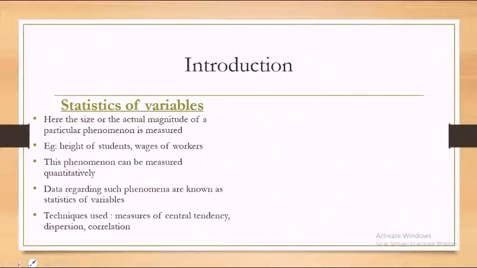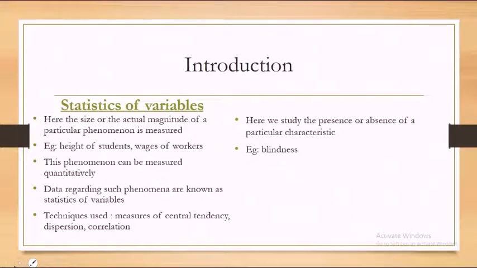And the various statistical techniques like measures of central tendency, dispersion, correlation, which we have already studied earlier, are used for finding out the statistics of variables. Now, in the second place, there are certain phenomena like blindness, deafness, etc., which are not capable of direct quantitative measurement. In such cases, the quantitative character arises only indirectly in the process of counting.